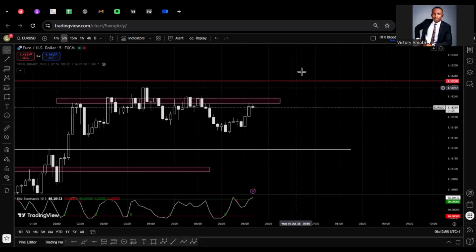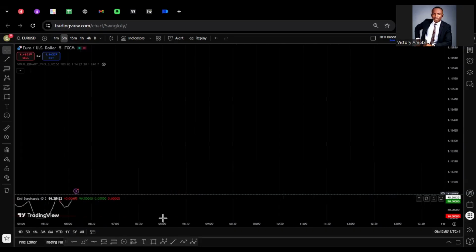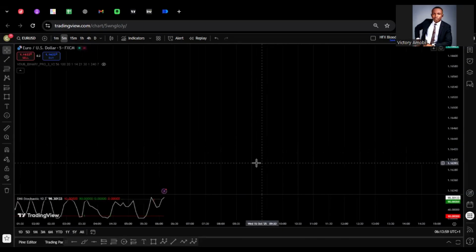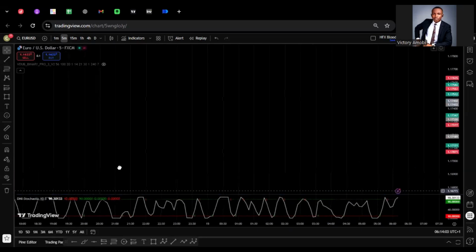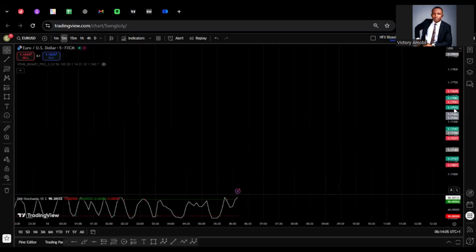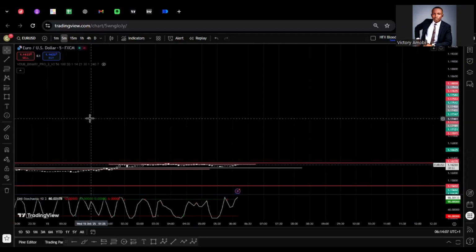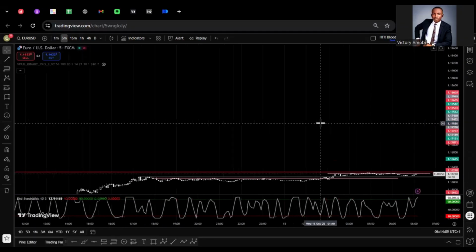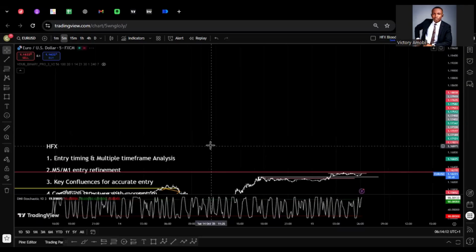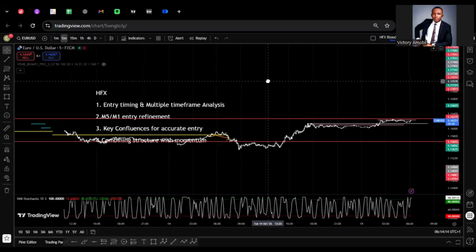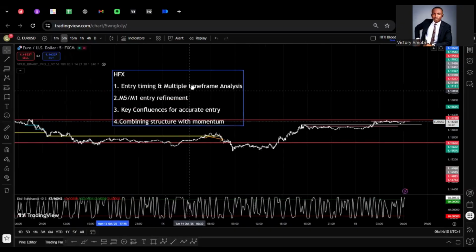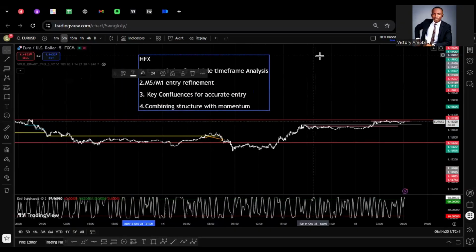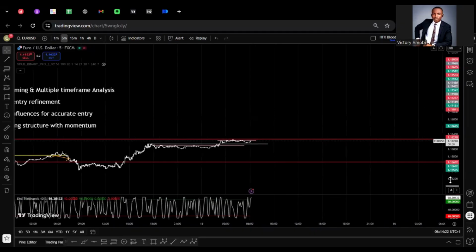Remember, we're talking about entry refinement. What is it that I wrote down? We're talking about entry refinement. I don't even know where that sheet is. One moment. Okay, it's right here. We're talking about entry refinement.